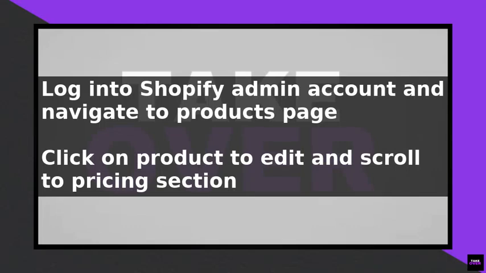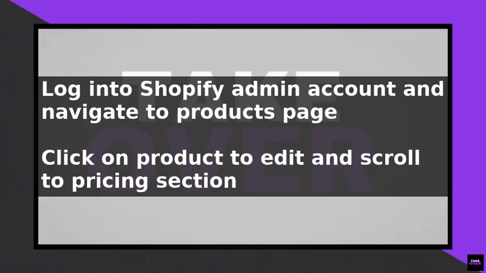To put products on sale on Shopify, start by logging into your Shopify admin account and navigating to the products page. From here, click on the product you want to put on sale and then click on the Edit button. In the product details page, scroll down to the pricing section and click on the Compare at Price field.